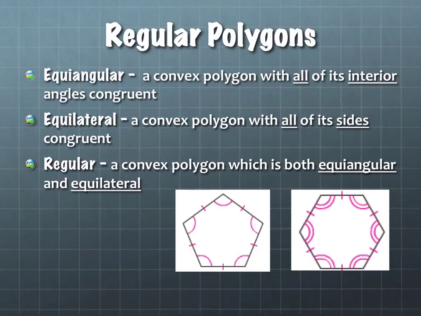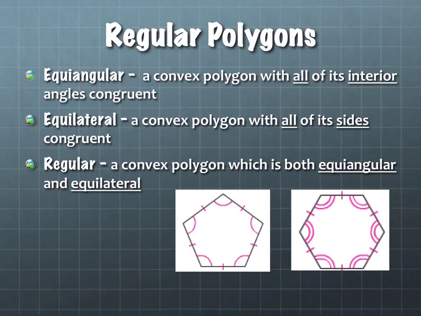Regular polygons. Regular polygons are polygons that have two features. So let me talk about the two features individually first. The first feature is equiangular. Equiangular means it's a convex polygon with all of the inside angles, the interior angles, congruent. Equilateral means that it's a convex polygon with all of its sides congruent. And if it is both equiangular and equilateral, then it's regular.